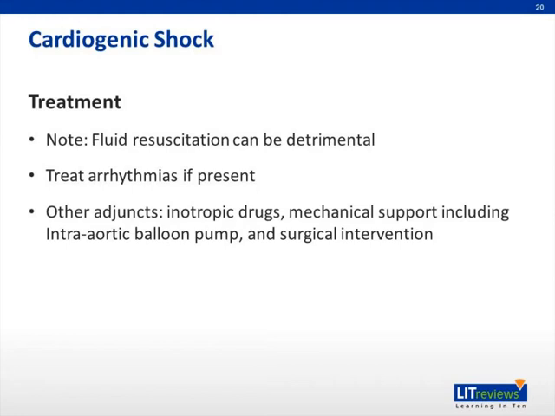Therefore, in cardiogenic shock, you should only be given fluids if necessary, but otherwise, treatments should focus around the treatment of arrhythmias if present, or through the use of inotropic drugs, mechanical support, including intra-aortic balloon pumps, or IABP, and surgical intervention, including CABG, coronary artery bypass graft, and ventricular assist devices.